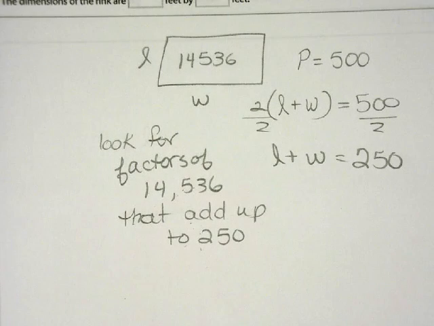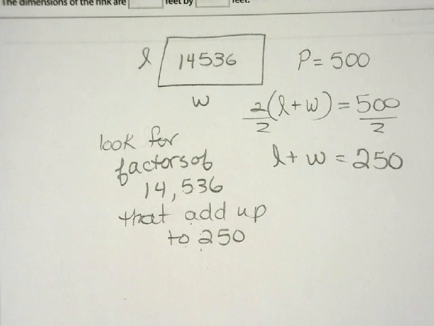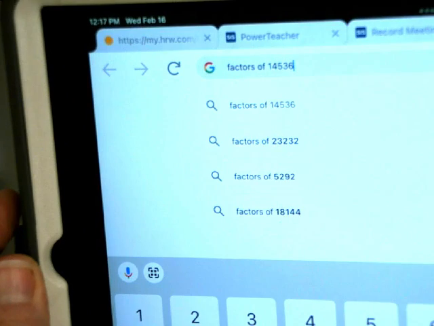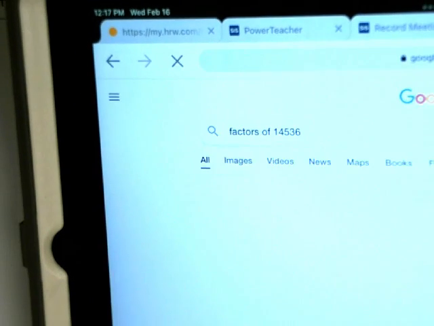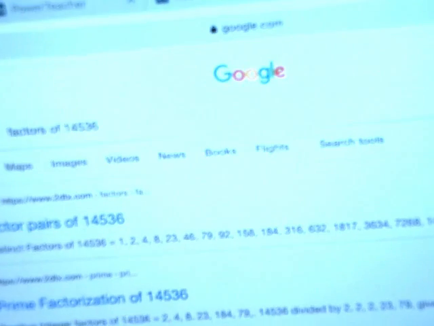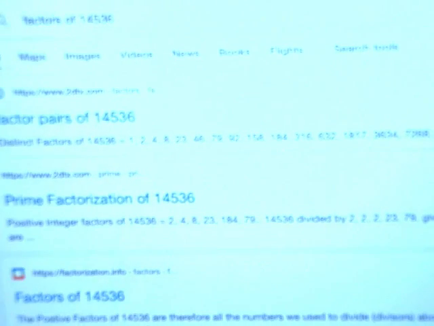So you just have to peruse through the list. There are lists online, and find which 2 they are. So I'm going to get my pad, since my computer screen's taken. I just look up factors, F-A-C-T-O-R-S, and my number, 14536. Let's see, I don't know if it's going to show up. There it is. And they're listed there.